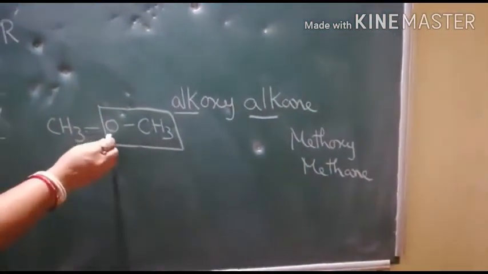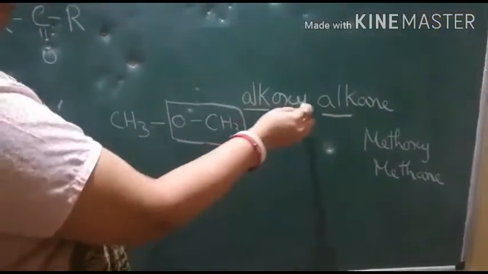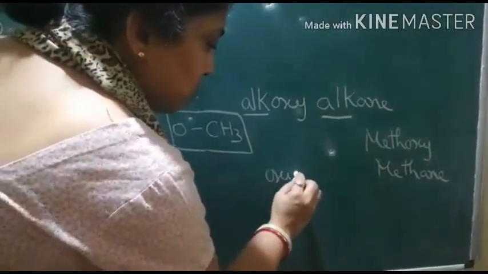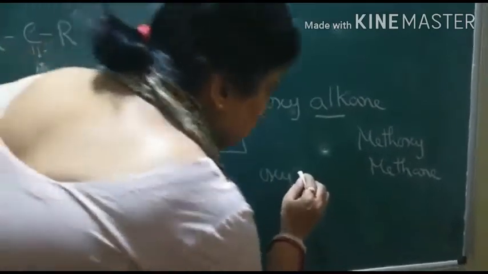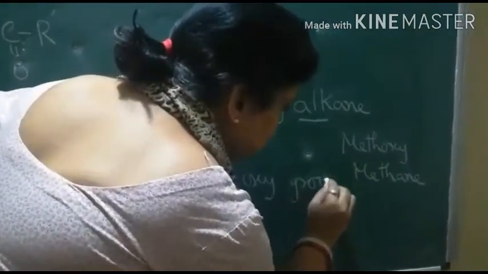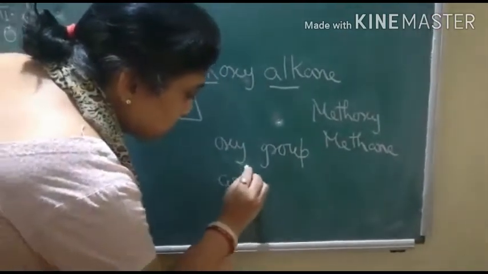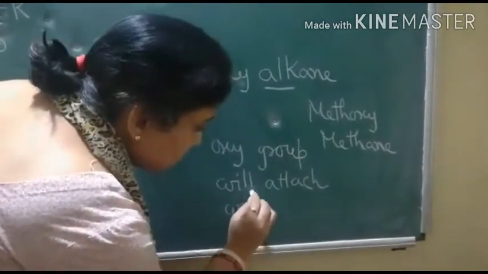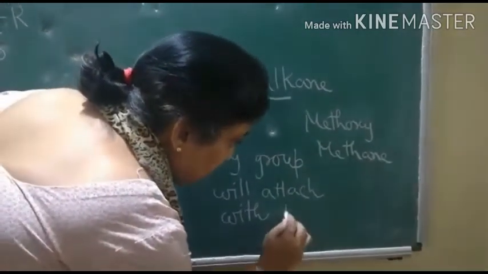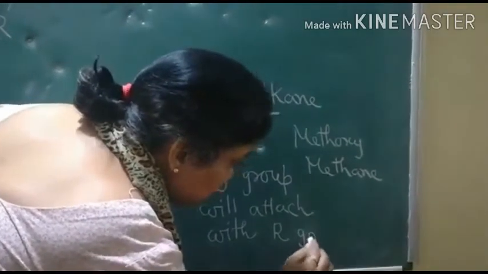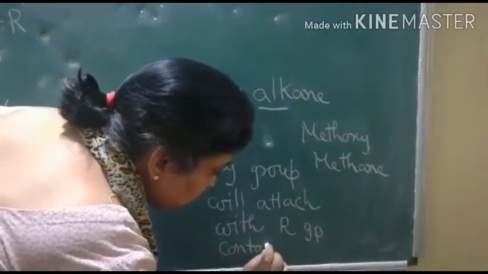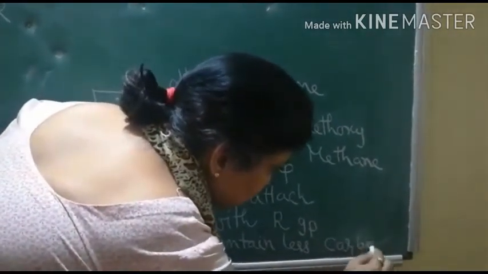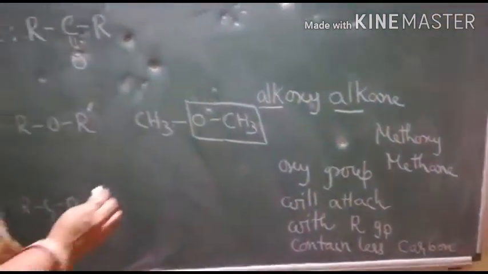Now the question is, with whom will this oxy group attach? Remember, this is a rule. The oxy group will attach with the R group that contains less carbon. Less carbon.